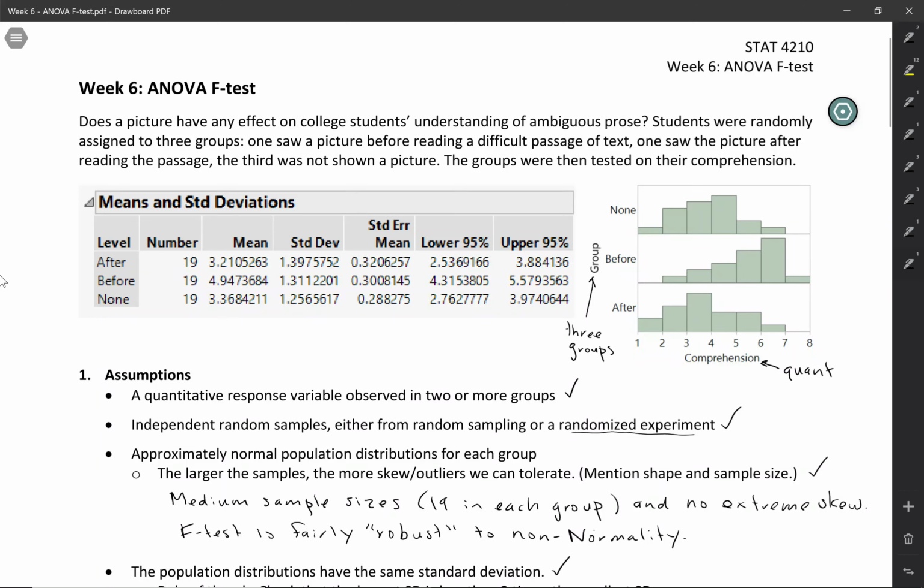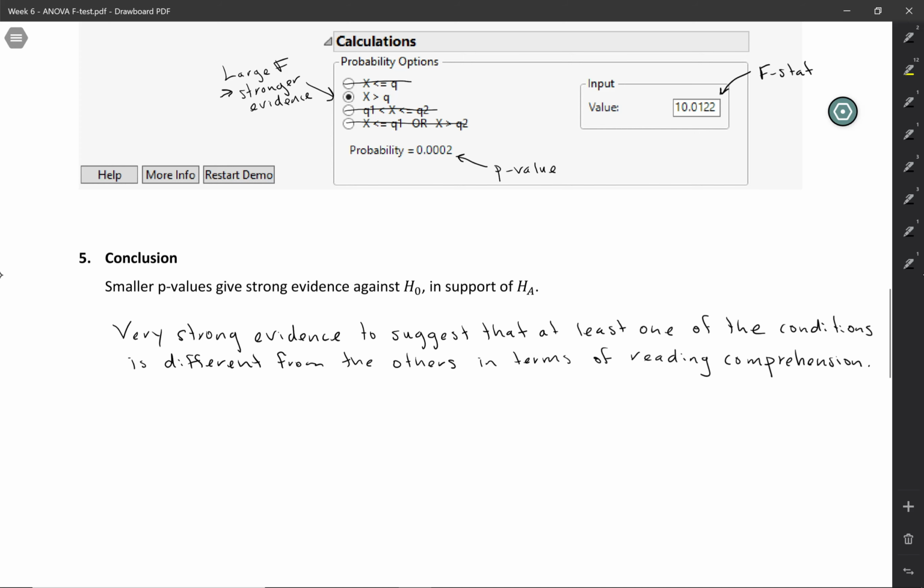In this video, we're going to come back to the same example that we saw before, asking whether seeing a picture after or before reading ambiguous prose makes a difference for comprehension scores compared to seeing no picture at all. In the last video, we had finished up with this less than satisfying conclusion that at least one of the conditions is different from the others in terms of reading comprehension.